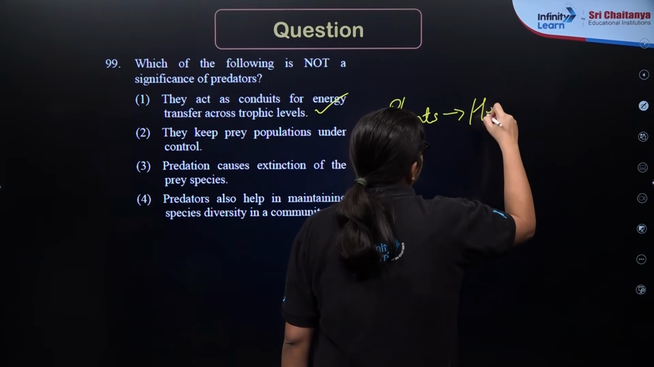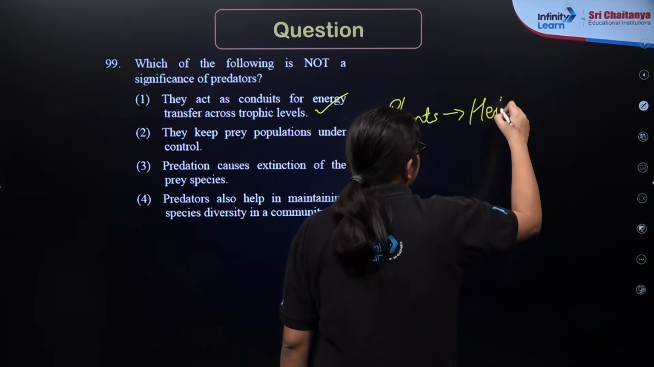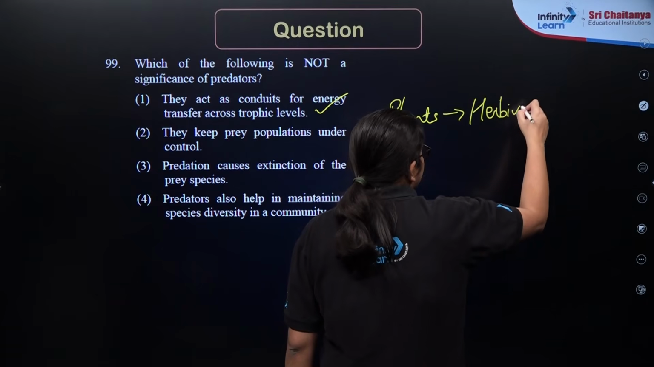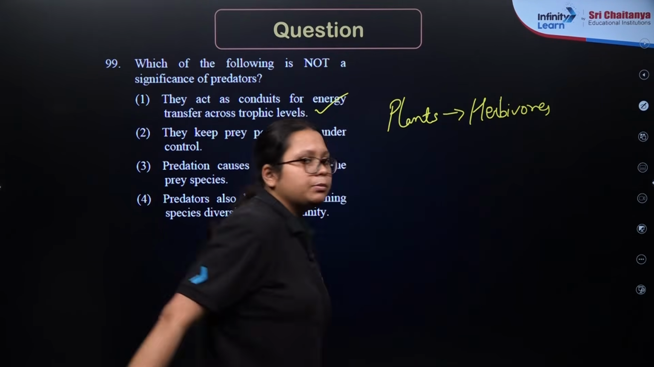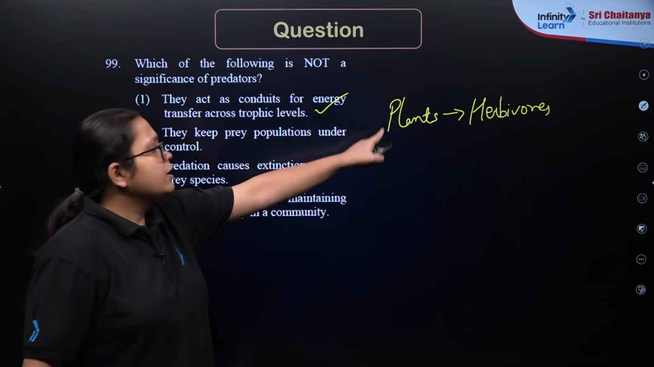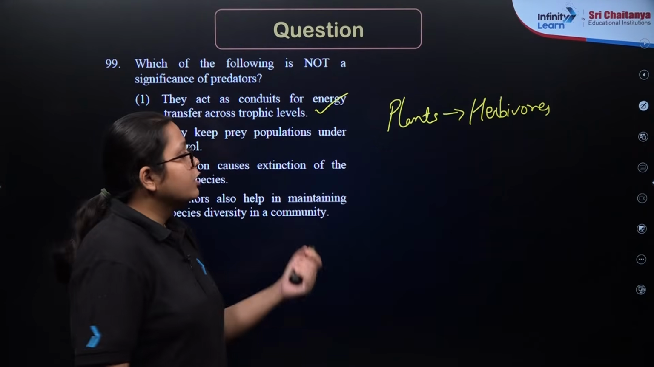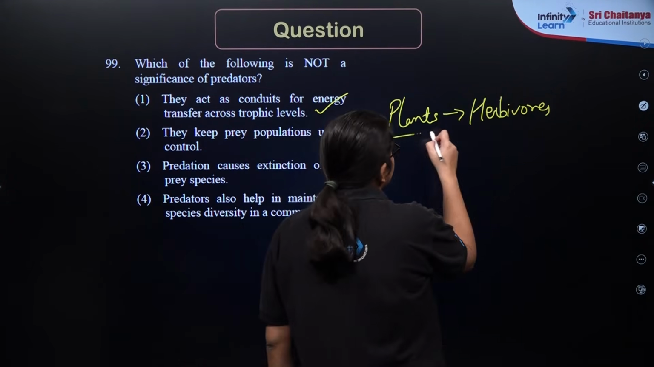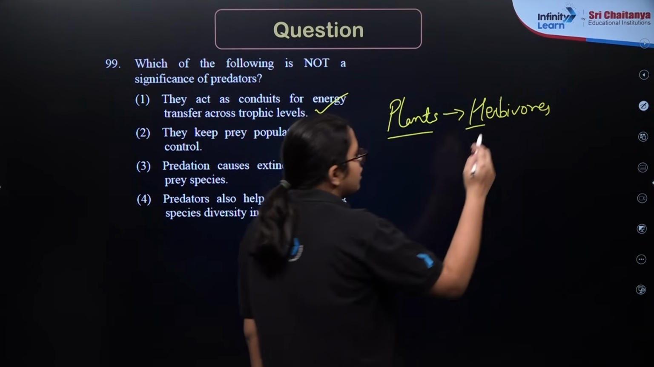So technically, a herbivore is also a predator. Since it's eating a plant, it's still a predator, right? The prey is the plant, the predator is the herbivore. So at this trophic level, the herbivore becomes the predator. So the energy is transferred from this prey, the plant, to the predator, the herbivore.